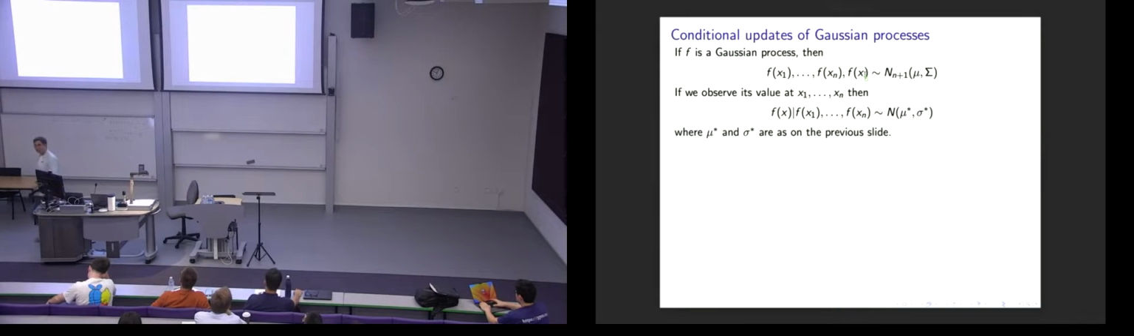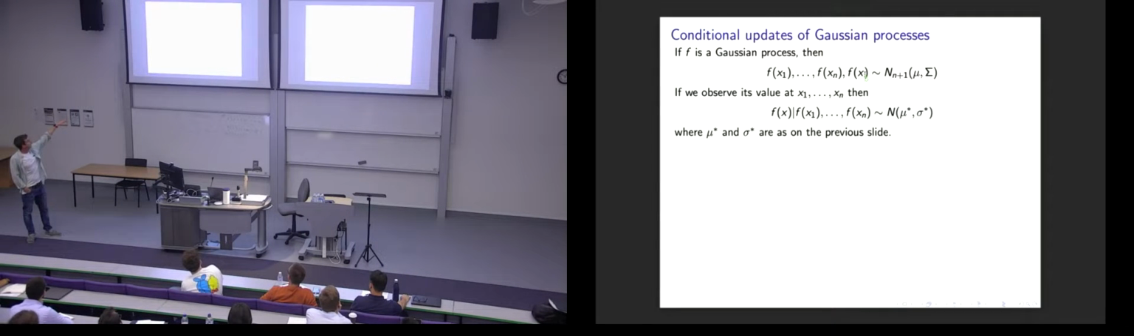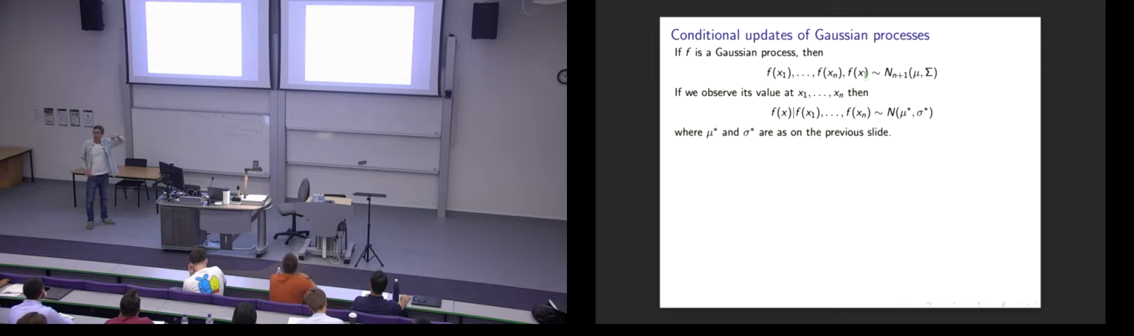And let's suppose we observe the value of f at x1 up to xn. So someone comes along and tells you what f is at x1, f is at x2, and so on. Back to our temperature example, this could be through time. Maybe you know the temperature on day 1, day 2, up to day n, and you want to know what's the temperature tomorrow. That's our x. X is tomorrow. So how do we get this distribution?